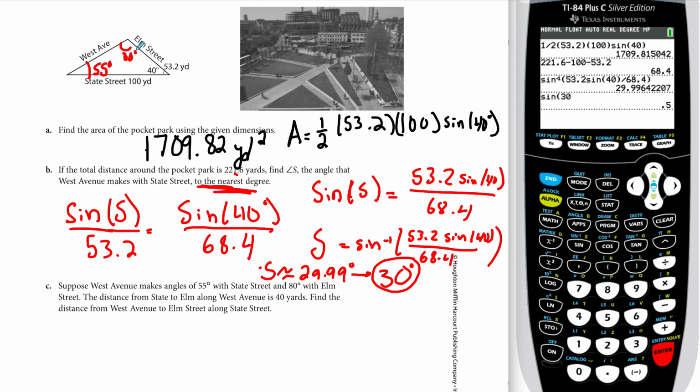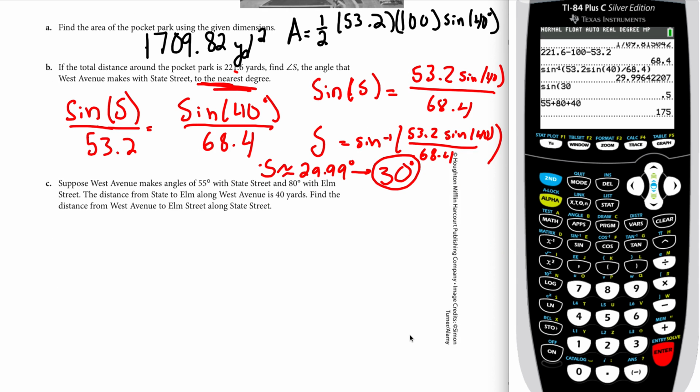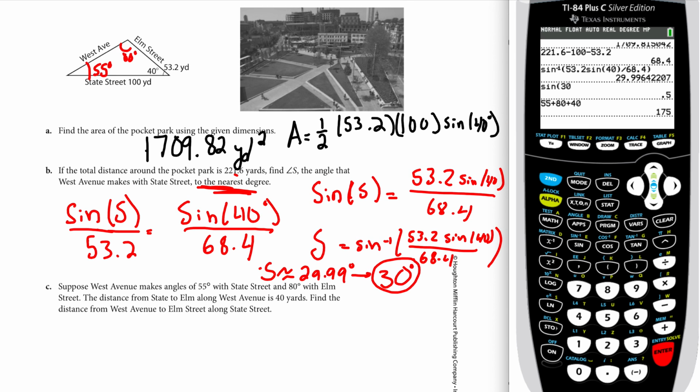All right. So suppose West Avenue makes angles of 55 degrees with State and 80 degrees with Elm. I don't know why they're having us do it this way. Again, what I'm getting at is you can see this is a little bit nonsensical, because these should add up to 180, but for whatever reason they don't. Whatever. The distance from State to Elm along West Avenue is 40 yards.